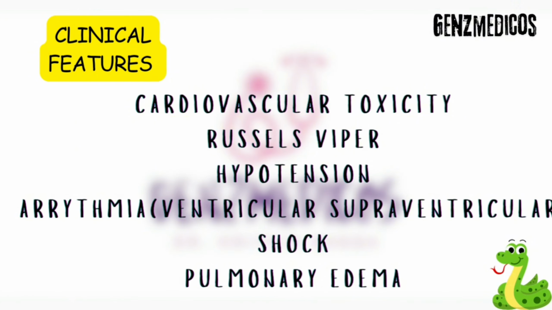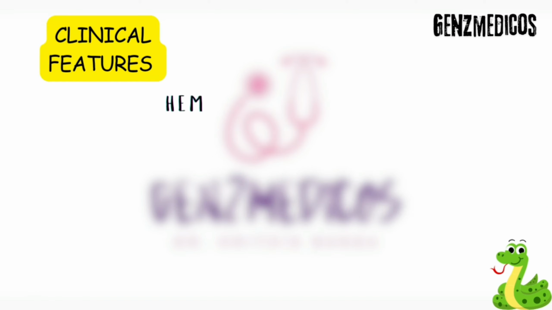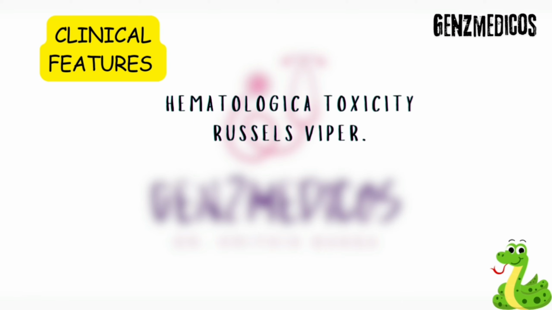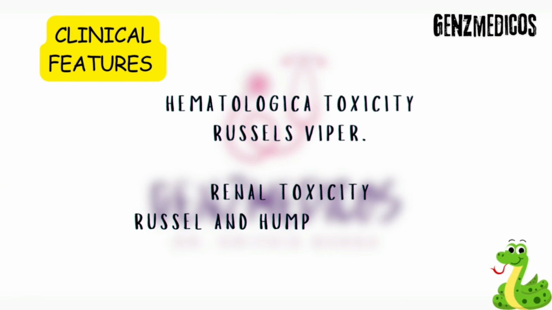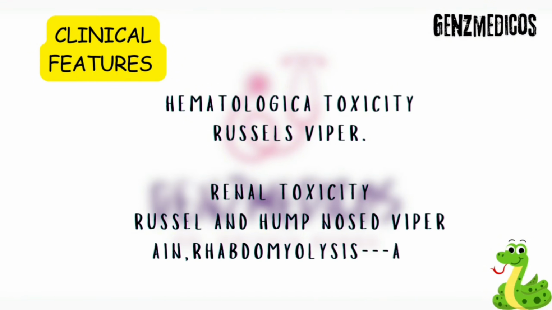Shock can be there, pulmonary edema can be there. All this comes in the category of cardiovascular. Now I told you V for V, which is vasculotoxic or hematological toxic: Russell viper. Now if it is renal involvement, then I told you Russell and hump-nosed viper, right?